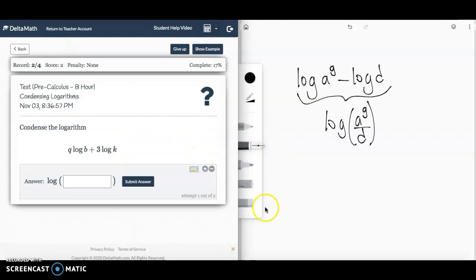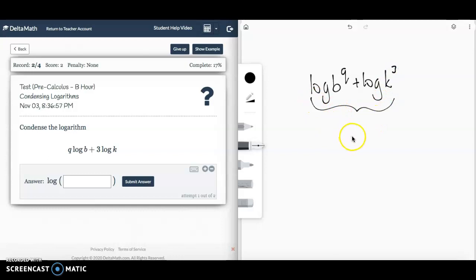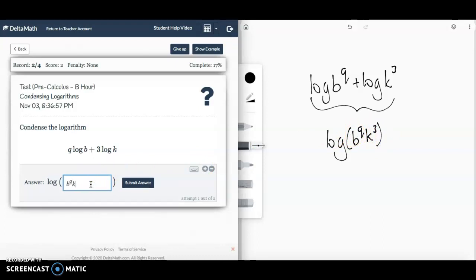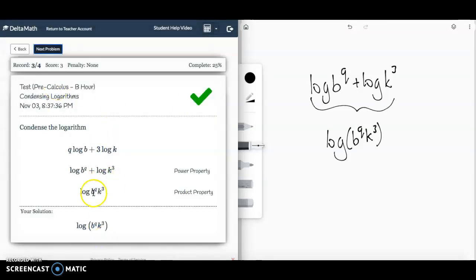All right, let's go ahead and do one more. This one has constants out front of both of my logarithms. So I'm going to move my q up to become an exponent. Same thing with my 3. So it'll be log of b to the q power plus log of k to the 3rd power. And then addition between two logarithms turns into multiplication inside of one logarithm. It's weird to see a q as an exponent. B to the q, k to the 3rd. Perfect. So those are how those ones go.